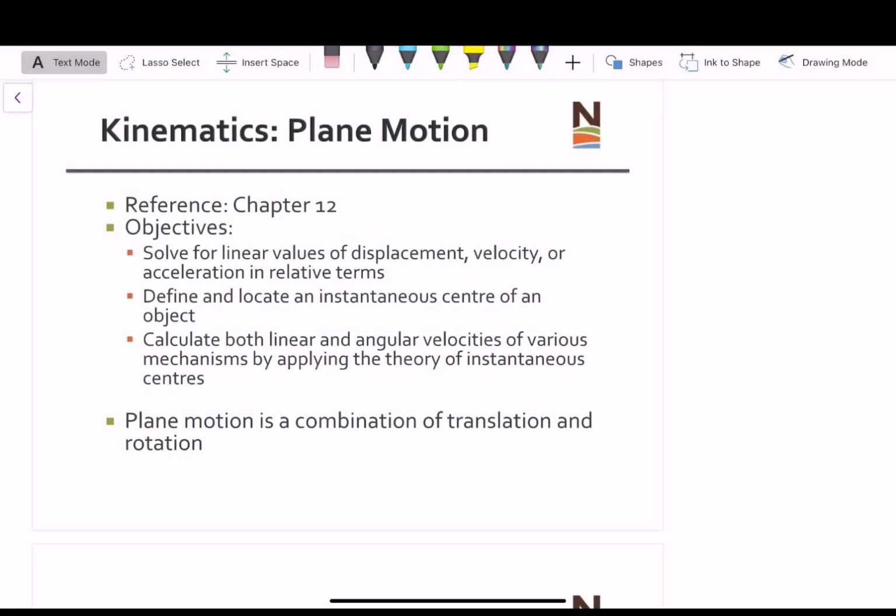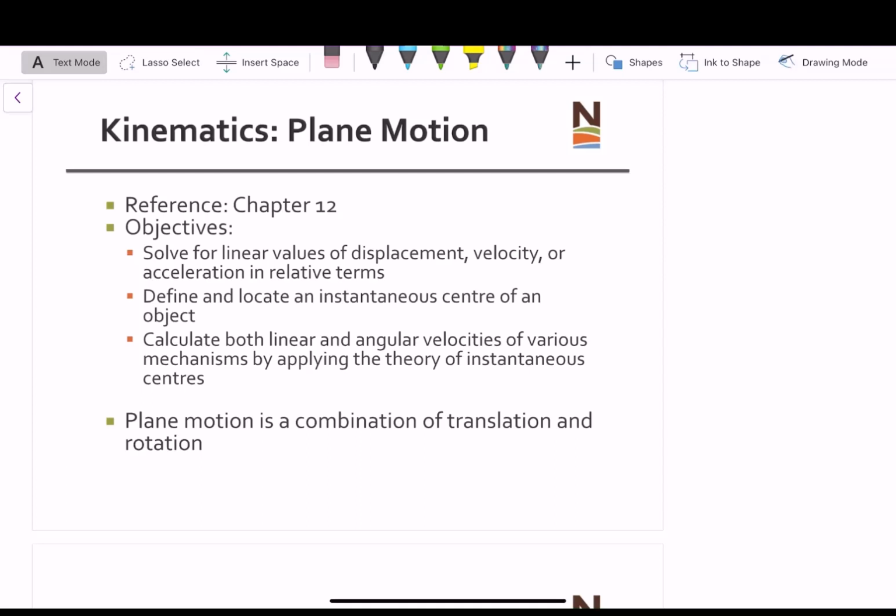This module references Chapter 12 in your textbook. The objectives for this chapter are as follows. We're going to look at solving for linear values of displacement, velocity, and acceleration in relative terms. We're going to define and locate an instantaneous center of an object, and we're going to calculate linear and angular velocities of various mechanisms by applying the theory of instantaneous centers.